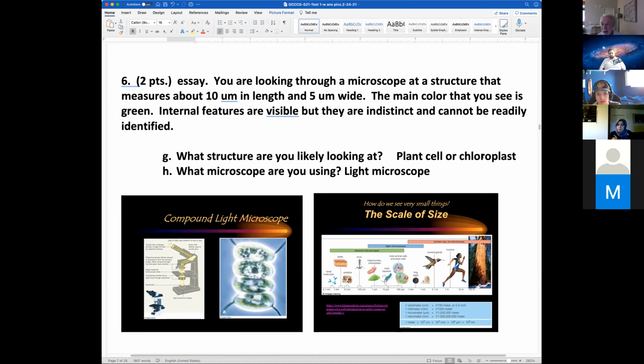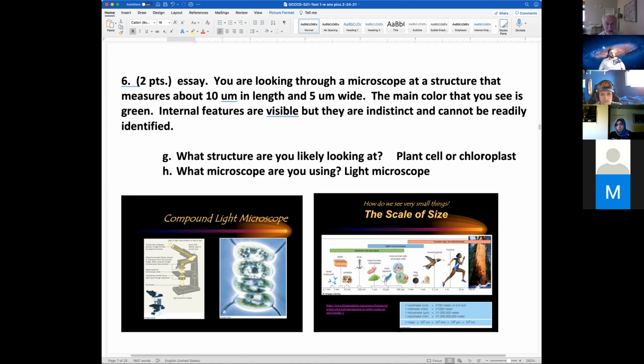Plant cells and chloroplasts are typically seen to be green just because of the way chloroplasts work. They reflect green, and they're typically within the 5 micrometer to 10 micrometer range. Yeah, green is a tip-off. The fact that they're green means it's from a plant because of the chlorophyll, like you say.